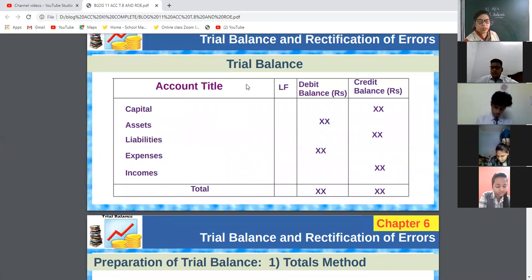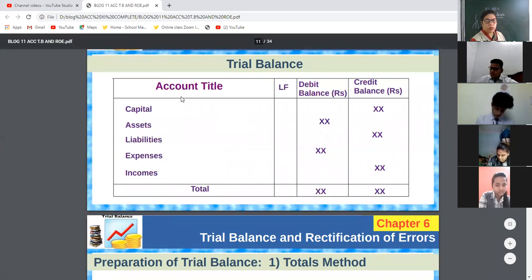See, you can make the format: capital in credit side, all assets in debit side, all liabilities in credit side, all expenditure in debit, all income and gain in credit. Total of that side should be matched. Both the sides should be matched.